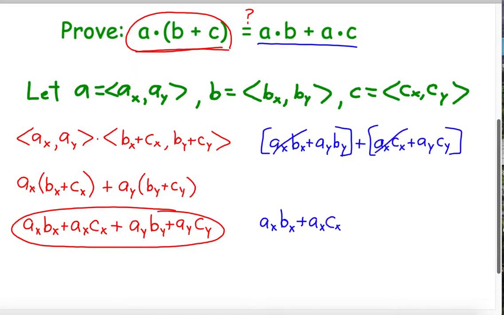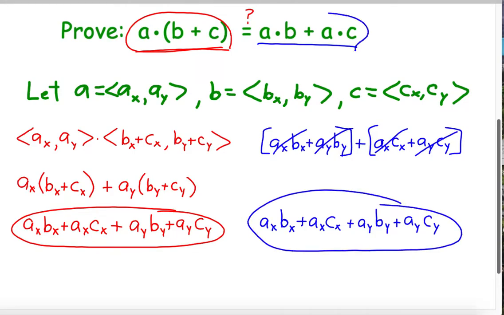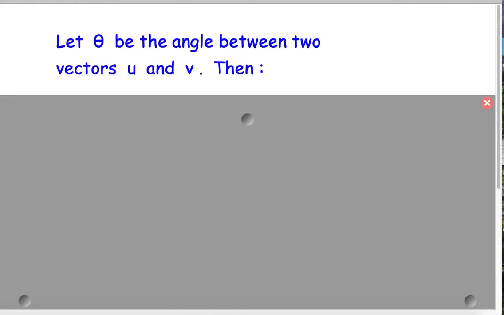So that's that, and then the y's, a sub y, b sub y, and a sub y, c sub y, takes care of those. And this is what I get when I do that. And obviously, these are exactly the same. So now I have proven that this distributive idea or property works with vectors. So that comes in really handy.